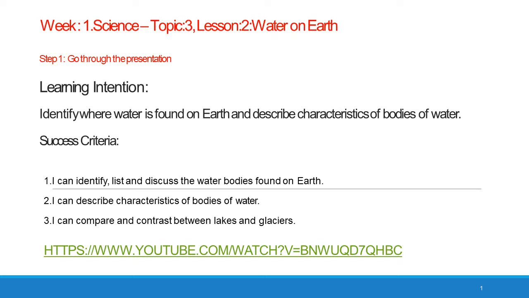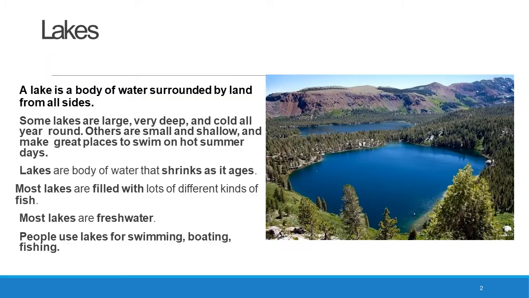Earlier, we have learned about oceans, seas, rivers, and streams. This week, we will focus on lakes, ponds, and glaciers. Let's start with lakes. A lake is a body of water surrounded by land from all sides. You can see from the picture that this lake has been surrounded by land from all the sides.